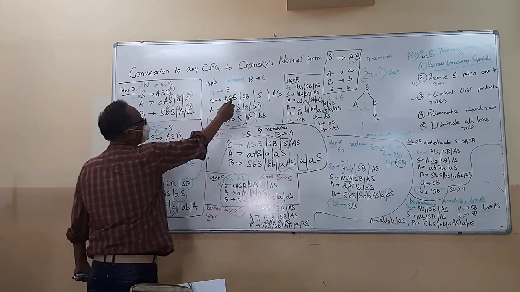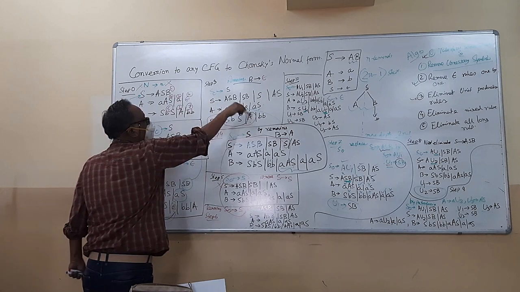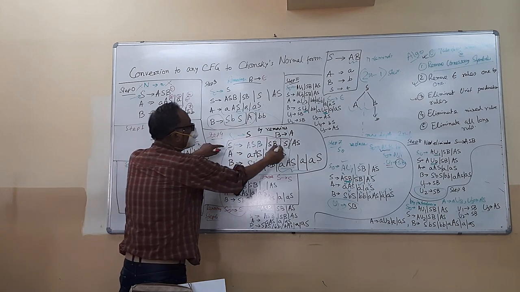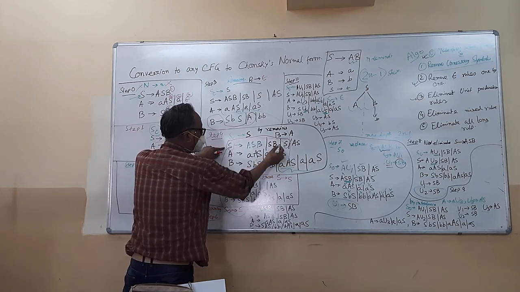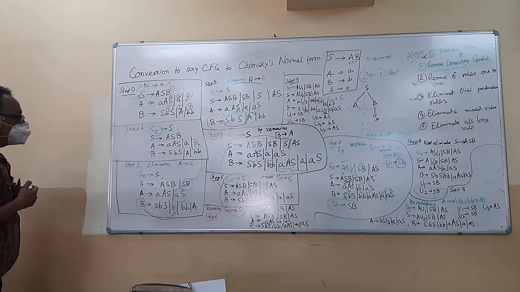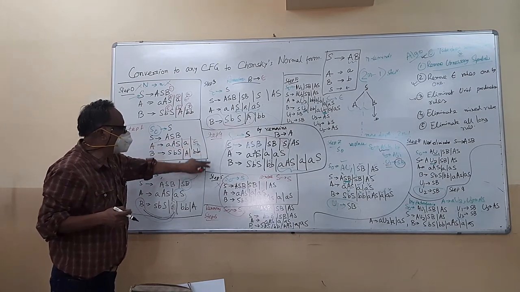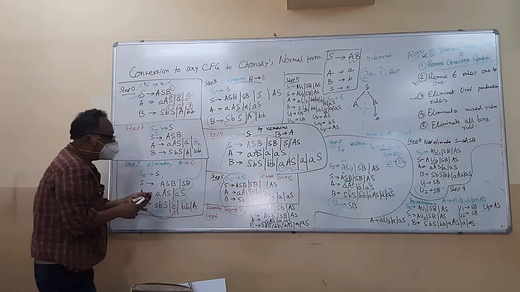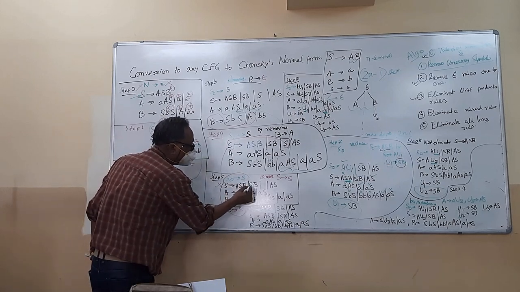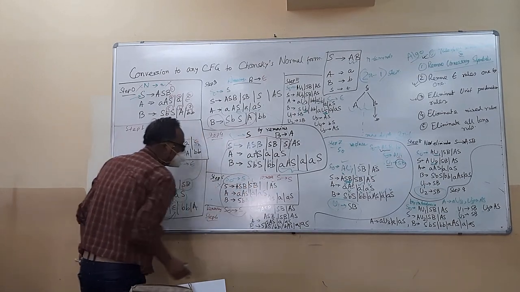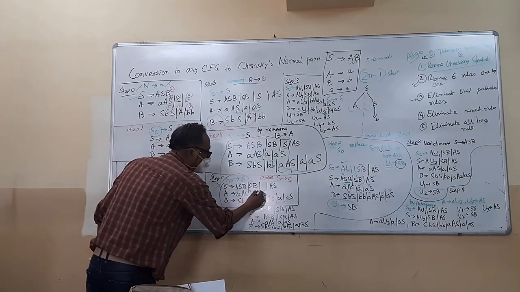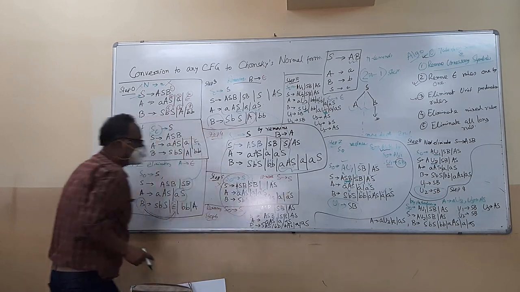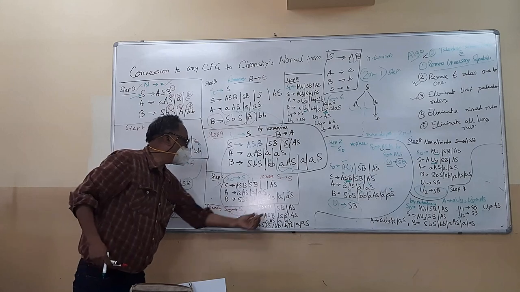We go to step 3. So removing B to epsilon, again you remove all B to epsilon rules. Then we can see it here. This rule is there, S to S. So you remove these rules. Step 4, remove this S to S rule. Then you see here, this is not Chomsky's normal form because of 3 variables. This is Chomsky's normal form. This is Chomsky's normal form. This is not. This is not. Not. This is not.